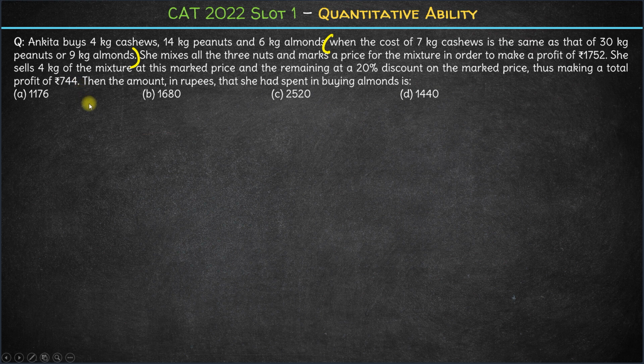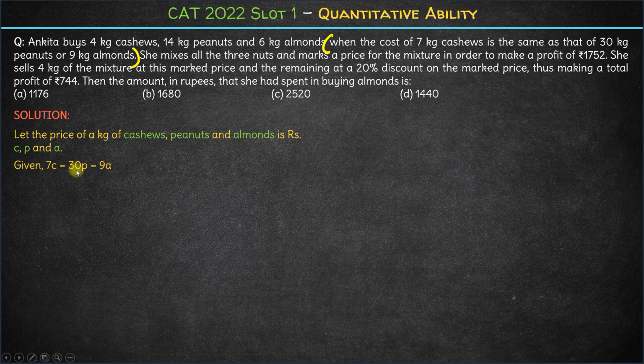So let's say cost of 1 kg of cashews, 1 kg of peanuts and 1 kg of almonds is C, P and A rupees respectively. Okay. So now 7 kgs of cashews will cost 7 into C, 30 kgs of peanut will cost 30 into P and 9 kgs of almonds will cost 9 into A. So the cost of all these is same. So now if cost of all these is same, what we can do is we can calculate the ratio of C, P and A.